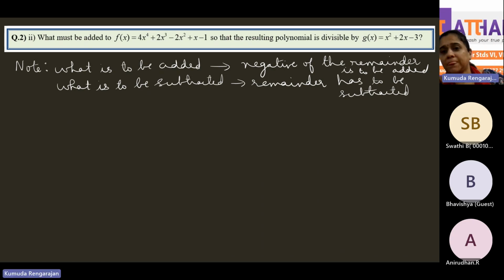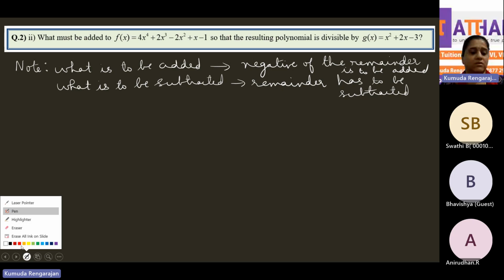Yeah, done, children. So what is the question here? What must be added so that the resulting polynomial is divisible by g of x? What is to be added to f of x? So that means now f of x is not divisible by g of x. It's not exactly divisible. There is some remainder. So what should be added? Whatever remainder you get, the negative of the remainder should be added. Okay. Let's perform the division process.